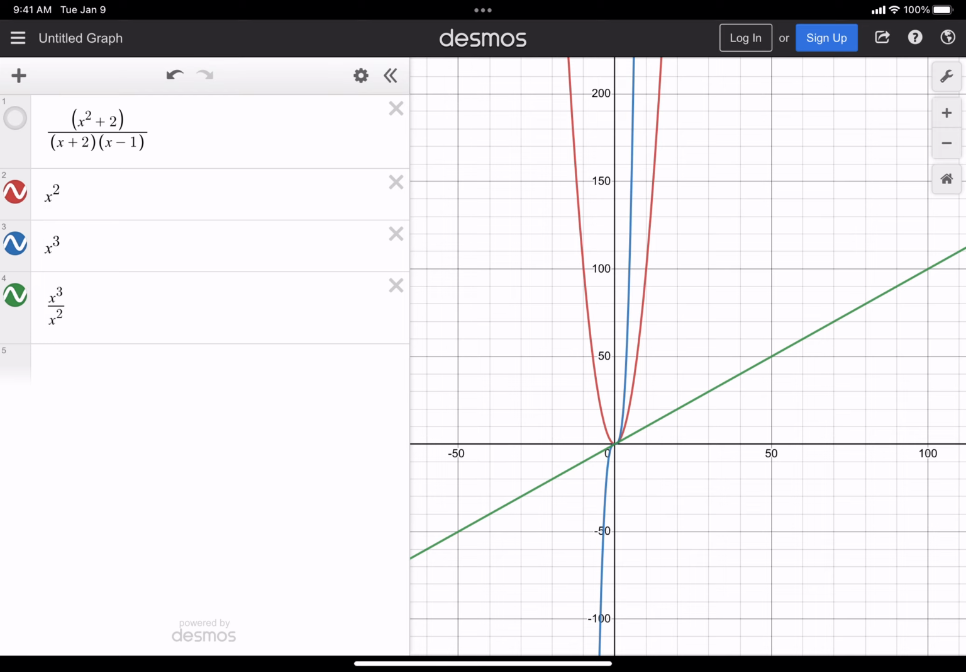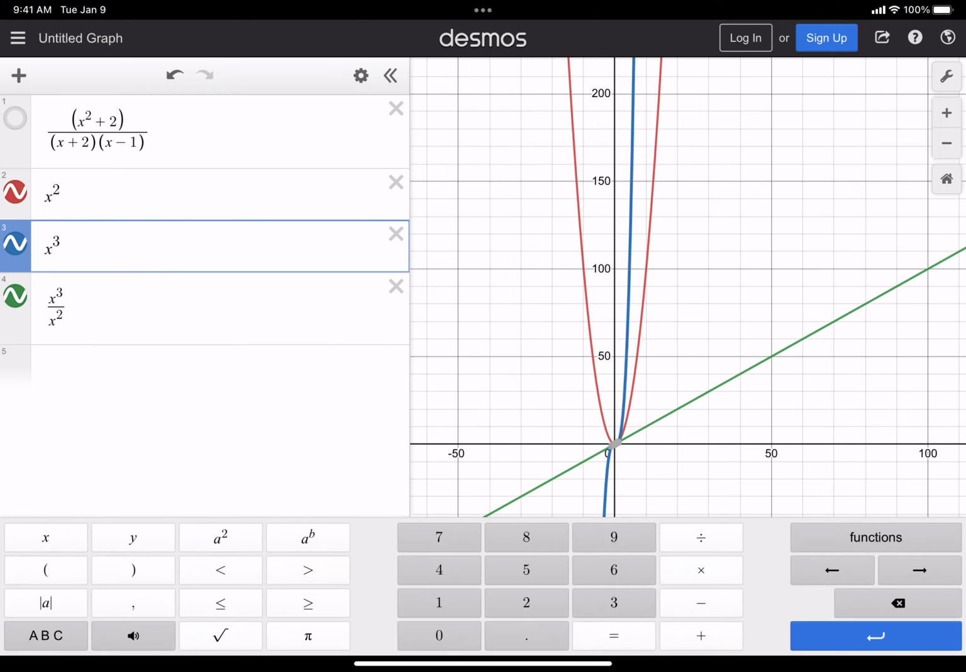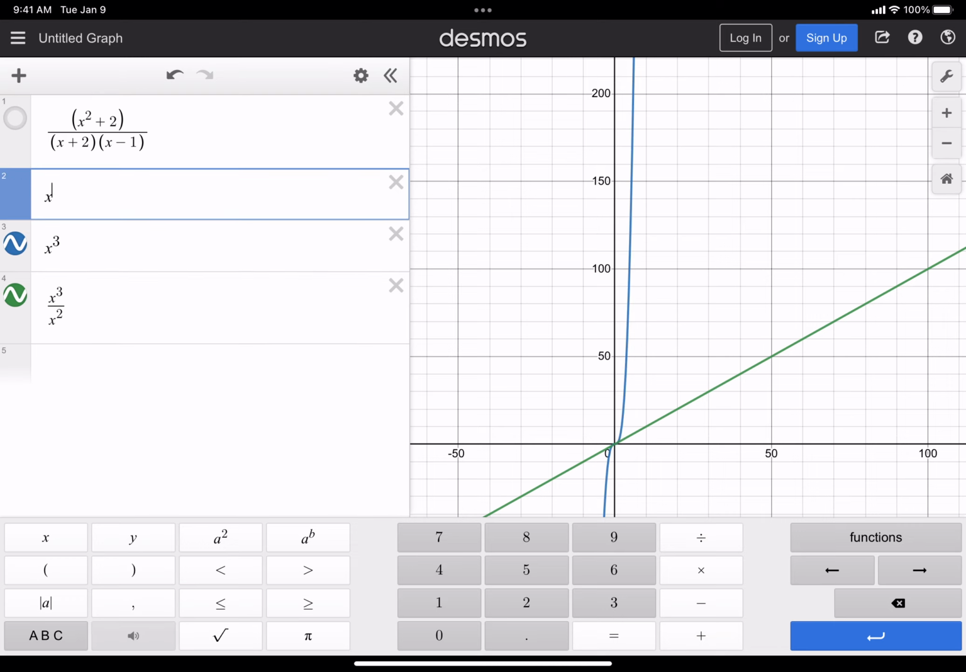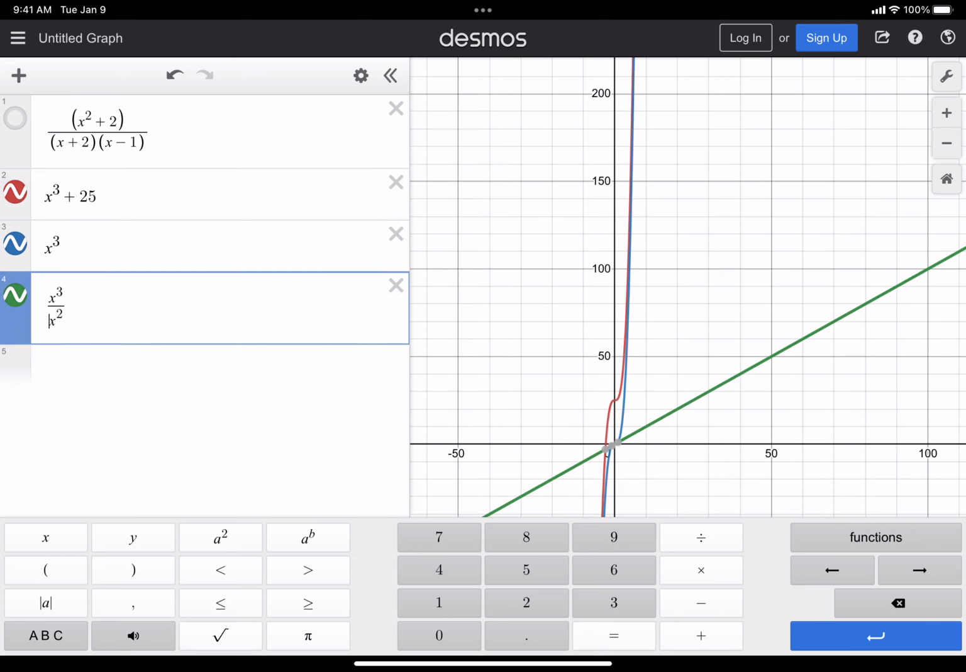Whereas, if we take a look at something a little bit different, we could take a look at something like x cubed being the numerator, and what if we made the denominator x cubed plus 25. Okay, x cubed plus 25. Let's see what would happen here. So we want x cubed and then plus 25.